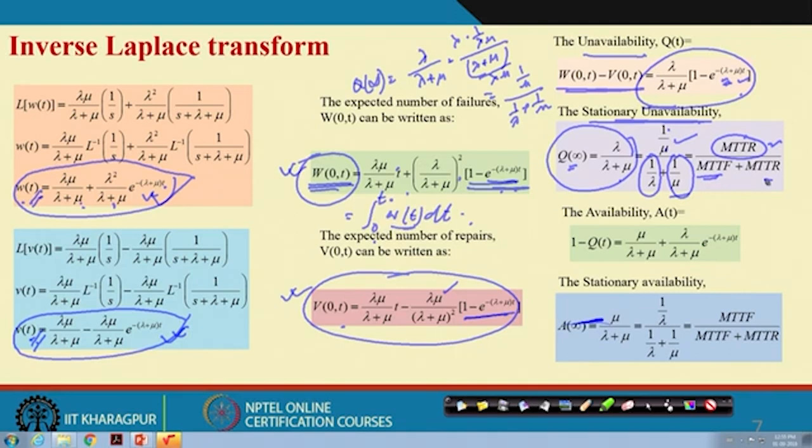Similarly, you can find the availability once the unavailability equation is known. 1 minus unavailability will be the availability. The equation will be like this. Here, if you put t equal to infinity, then your availability equation will be developed. With t equal to infinity, this quantity will become 0 and you will get this value. This can be converted in this manner. So availability is mean time to failure divided by mean time to failure plus mean time to repair, and if you sum these two, that will be 1.